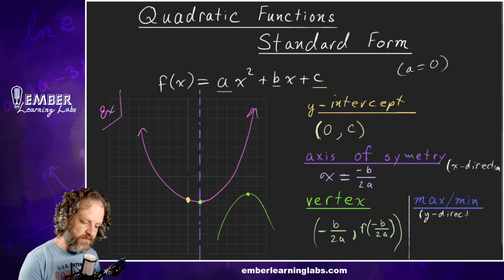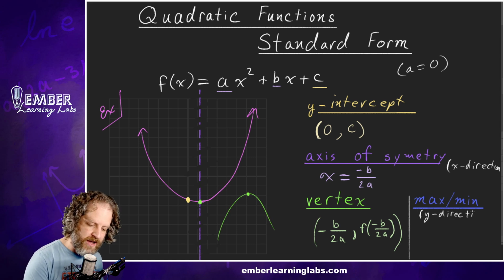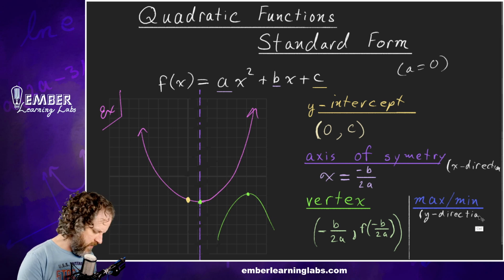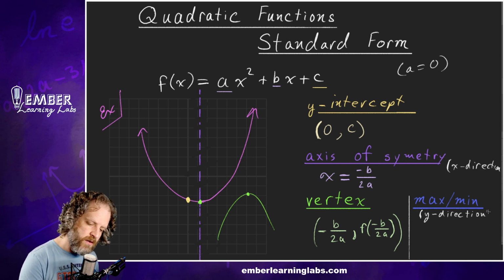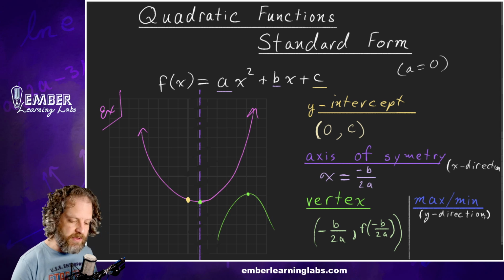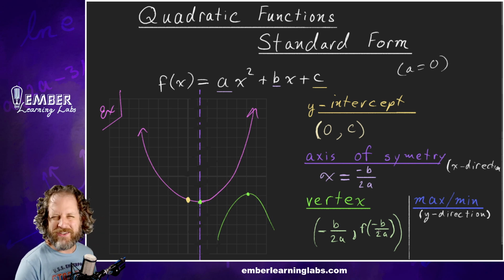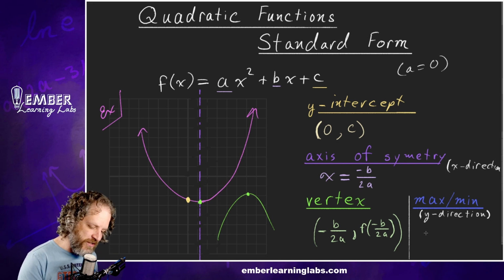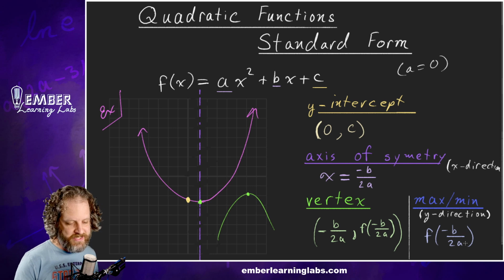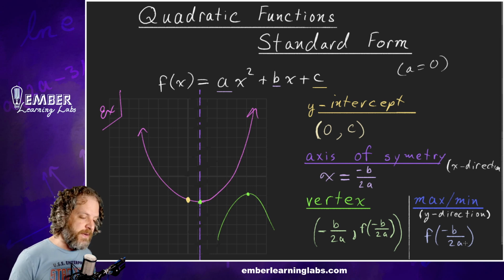If you're slowing down and thinking through what's going on, you might have figured out how to calculate this. If not, let me tell you, it's just the y part of the vertex. That's it. So it's just f of negative b over 2a. The y part of the vertex is either the maximum or minimum, depending.